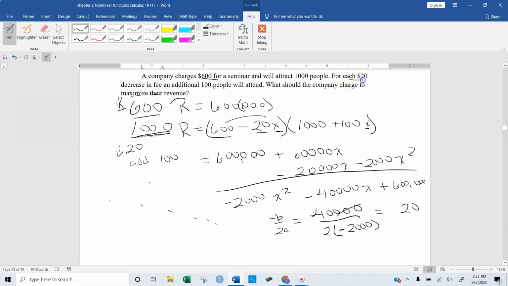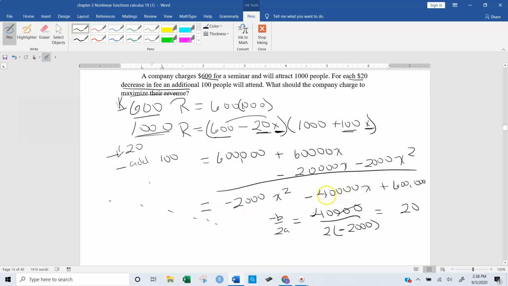Okay, but for each 20 decrease in fee, so if I subtract 20 from the 600, so it goes down 20, for every time I do this, so x is how many times I subtract 20, I add an additional 100 people. So I drop 20, but I add 100 people. However many times I do that, I add 100 for the same number of times. Now you do your distribution, and you get your formula. Now I need to know what should the company charge to maximize their revenue.